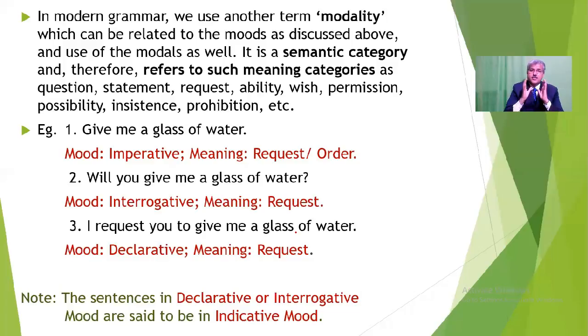So the sentence is a statement, a declarative sentence. "I request you to give me a glass of water." But in meaning, the mood of the speaker is that he is requesting. Dear learners, I would like to note that sentences in declarative or interrogative mood are said to be in indicative mood. I repeat, the sentences in declarative or interrogative mood are said to be indicative mood. It indicates, so the mood is indicative mood.